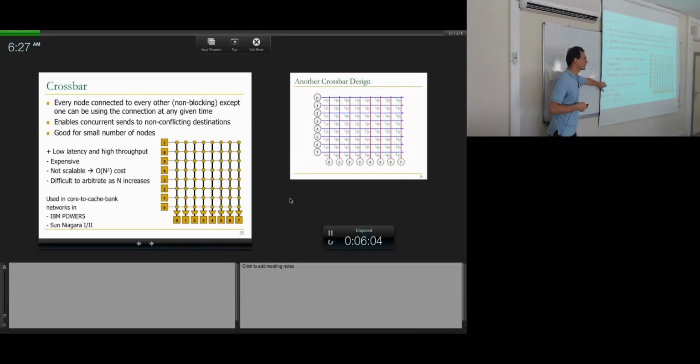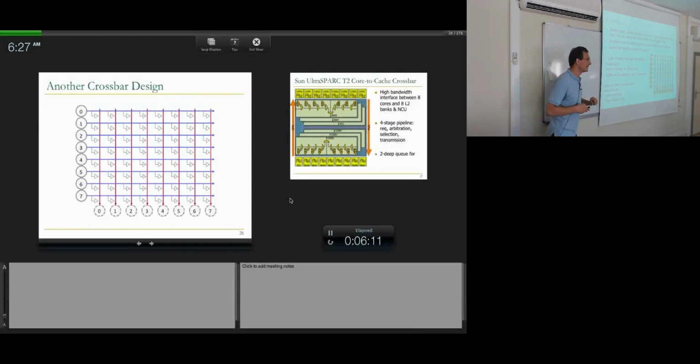This is used in core-to-cache bank networks in many processors that were initially designed. The processors that we've covered, IBM Power 5 and Niagara, had this kind of network. So this is one crossbar design. If you look at this, you'll see the arbitration problem, right?